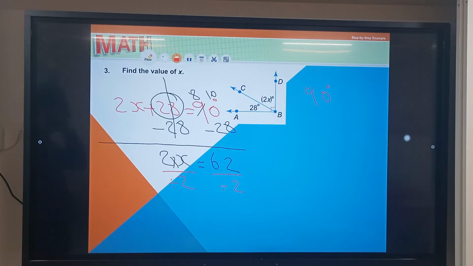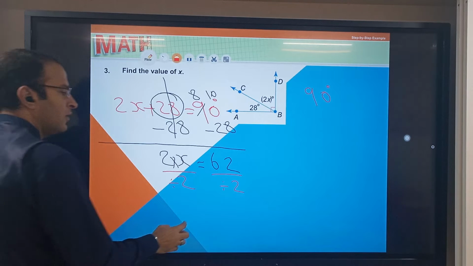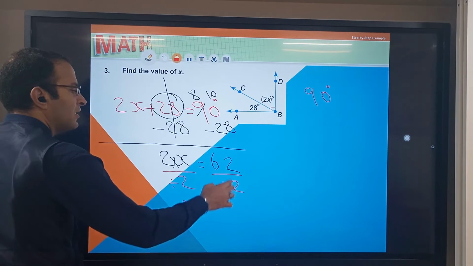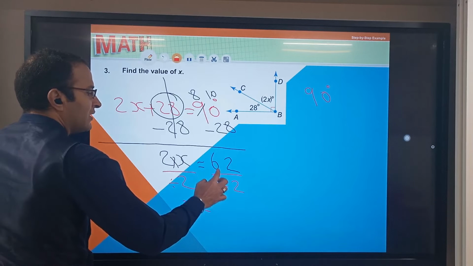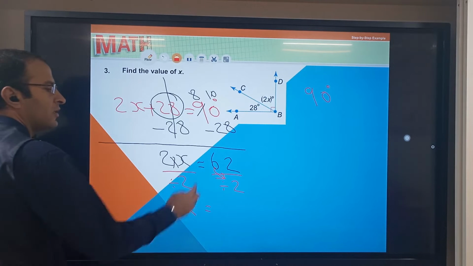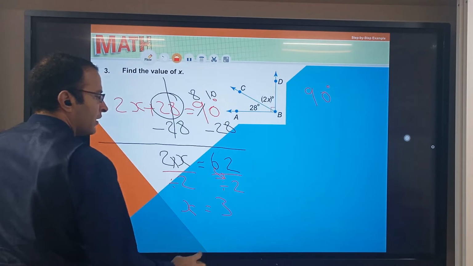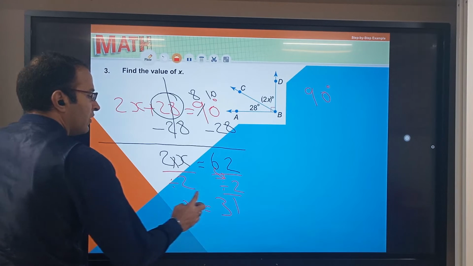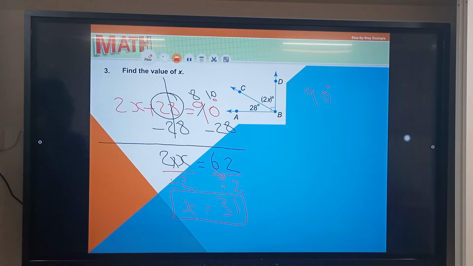After that, what will we do? X equals 62 divided by 2. 6 divided by 2 equals 3, and 2 divided by 2 equals 1. So the value of x is equal to what? The value of x is equal to 31.